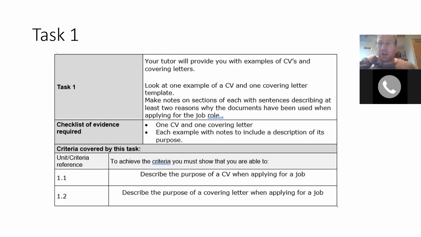Your checklist of evidence. So I've got the CV and the covering letter. You're going to provide me with some notes on that CV and covering letter. So the criteria that we're covering, when we talk about covering part 1.1 and 1.2, we're referring to these. Okay, so to achieve part 1.1, you need to describe the purpose of a CV when applying for a job. And to achieve part 1.2, you need to describe the purpose of a covering letter when applying for a job. So we've talked about this quite a lot the other day. So I'm kind of confident that we can get on and complete this fairly quickly.